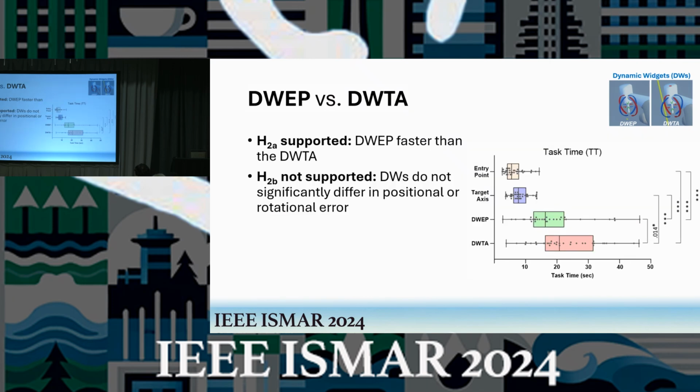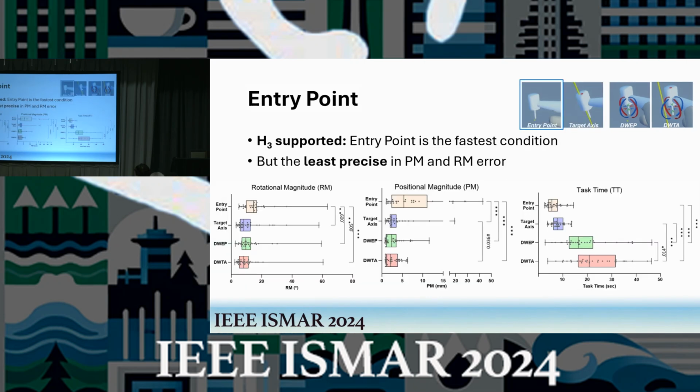Meanwhile, comparing the two dynamic widgets, we see that the dynamic widget with entry point is actually faster than the dynamic widget with target axis. However, they didn't significantly differ in positional or rotational error. And for the entry point condition, we see that our third hypothesis is supported: it is the fastest condition, but it's also the least precise condition. We were expecting this for the rotational magnitude, since the dentist didn't have any rotational cue, but it was also the least precise in positional as well.